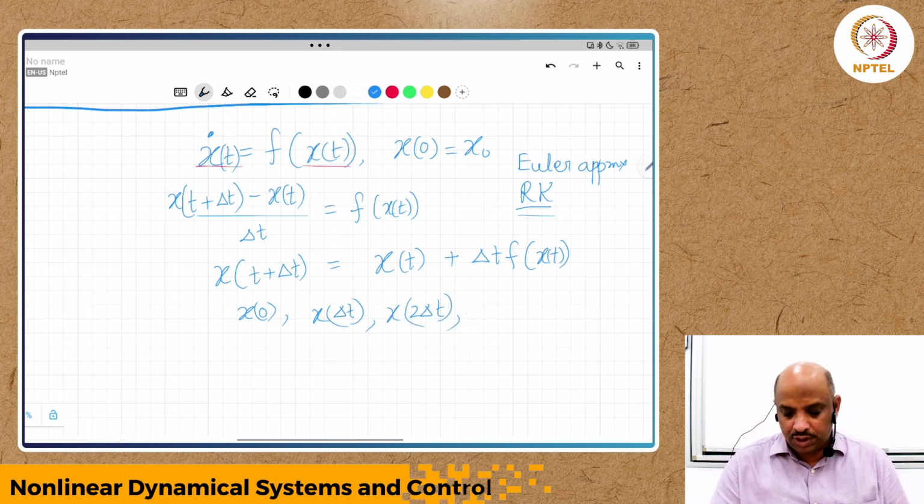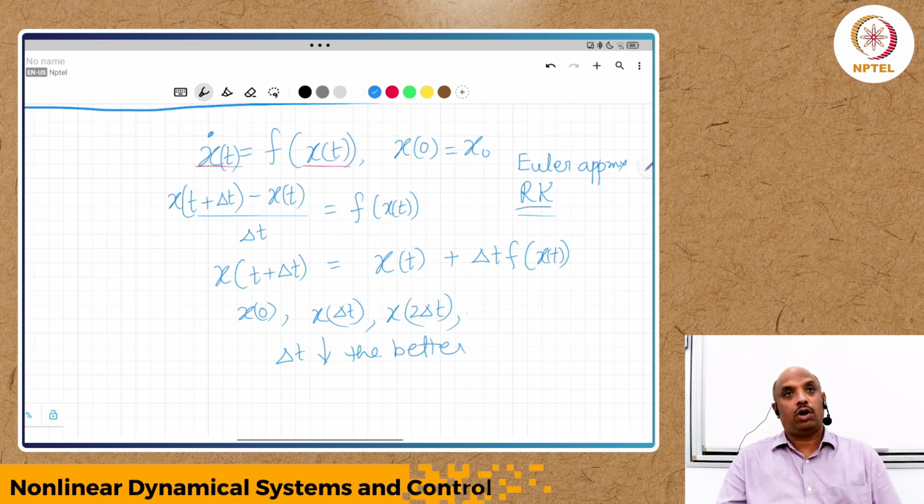And then of course here, delta t smaller the better. So if we have a really small delta t, we get better approximation. That's something that we know from numerical analysis, right? But will we ever get the exact solution? Can we actually verify that this is indeed a solution? Unfortunately not.